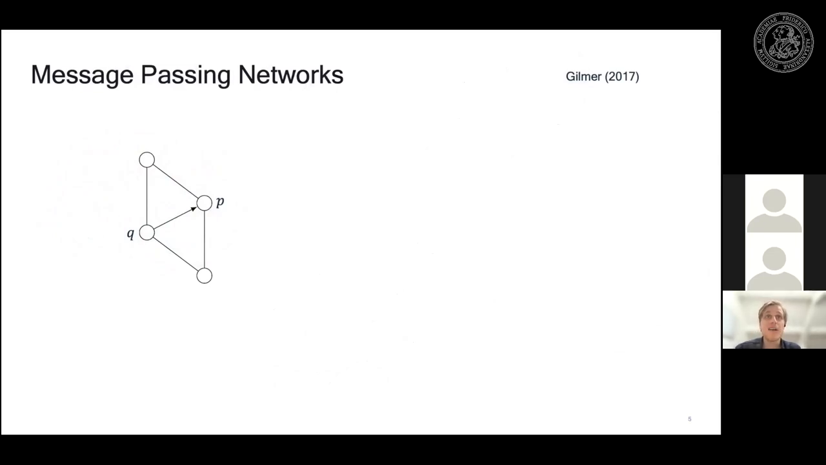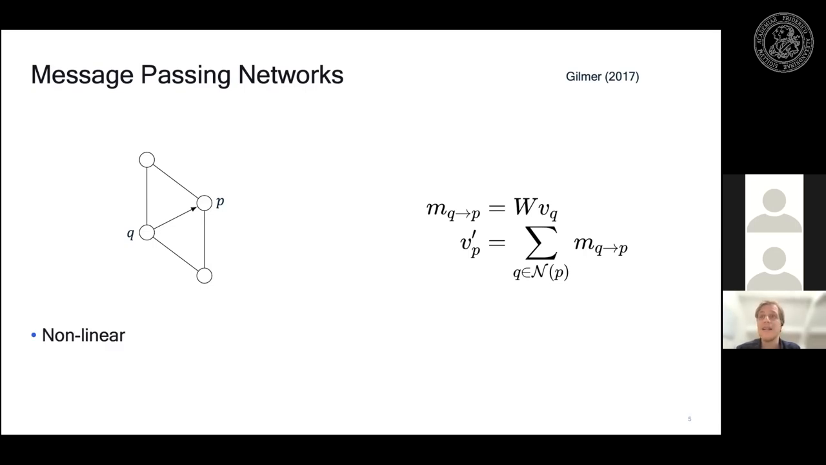Message passing networks are an umbrella term under which a lot of graph neural networks can be categorized. We start by having a simple graph, and we denote two nodes here, Q and P. What a message passing network does is it passes messages over edges and then aggregates them. We start with some feature vector at Q, and then we compute the message from Q to P by, for example, a linear transformation on this input feature. In the second step, we aggregate, for example by summation, all the incoming messages at P to find new features at P. Here we're looking at linear messages, but message passing networks also apply to nonlinear functions.